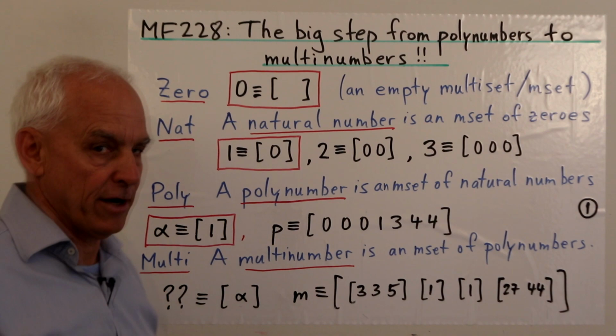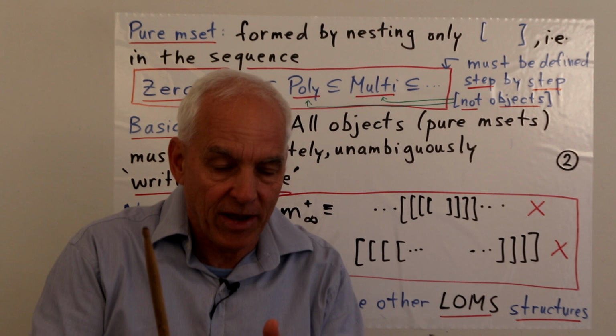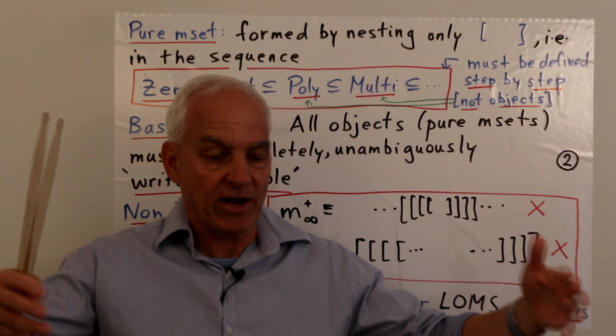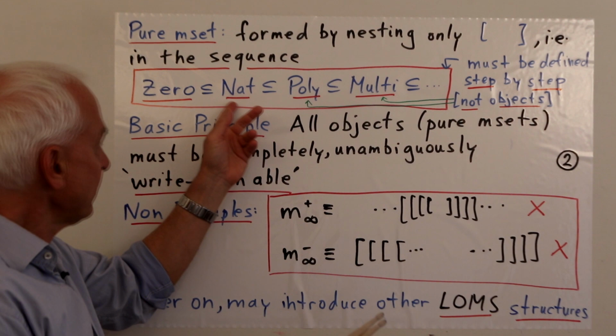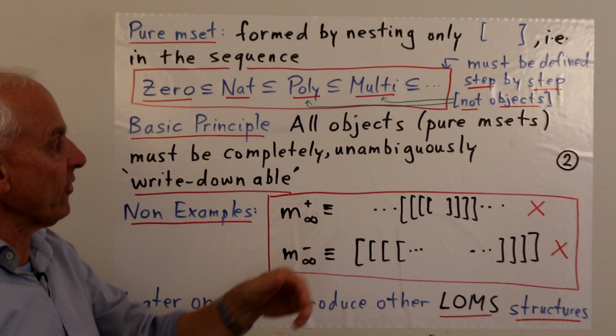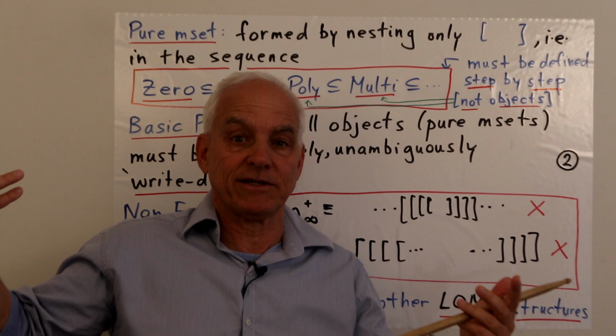It might be useful to introduce this designation of a pure mset to denote one of these structures that's obtained by starting with empty msets and just putting them in other msets. So just nesting empty msets inside other msets, etc. So this is contained in this sort of ongoing sequence here. We started with 0, which is a type, and then we had nat, which includes 0, and then poly and multi, and clearly we could keep on going in a kind of a step-by-step fashion. So I want to introduce this idea because it's certainly possible that later on we might be interested in msets of other things, other kinds of objects, not just empty msets and things formed from them.